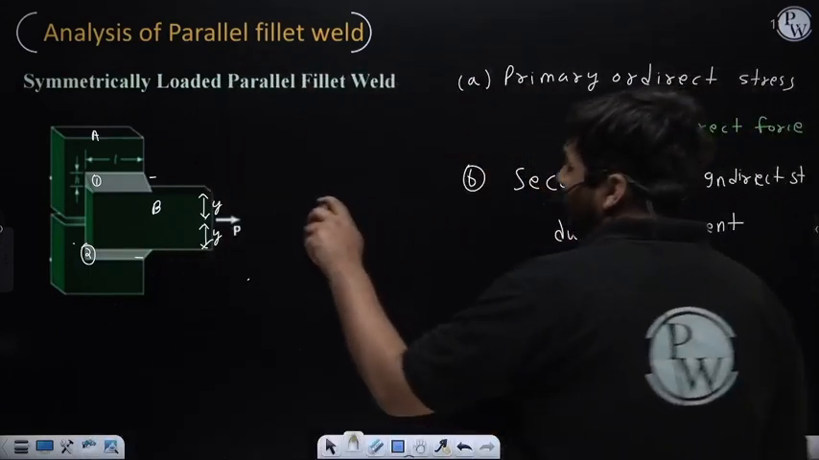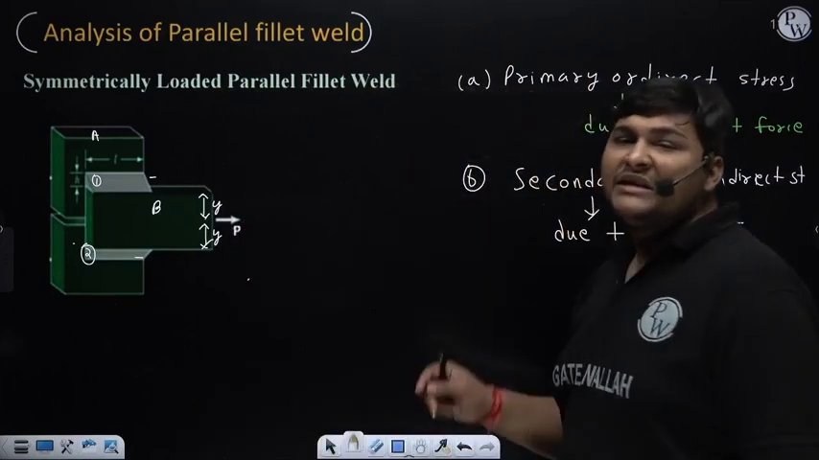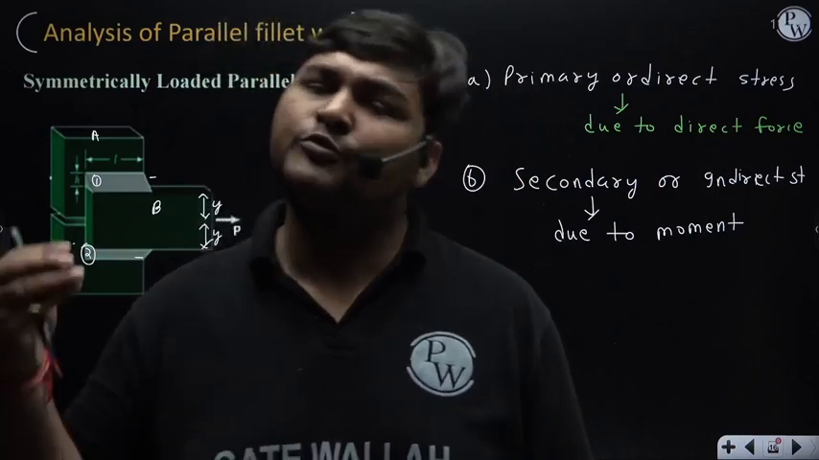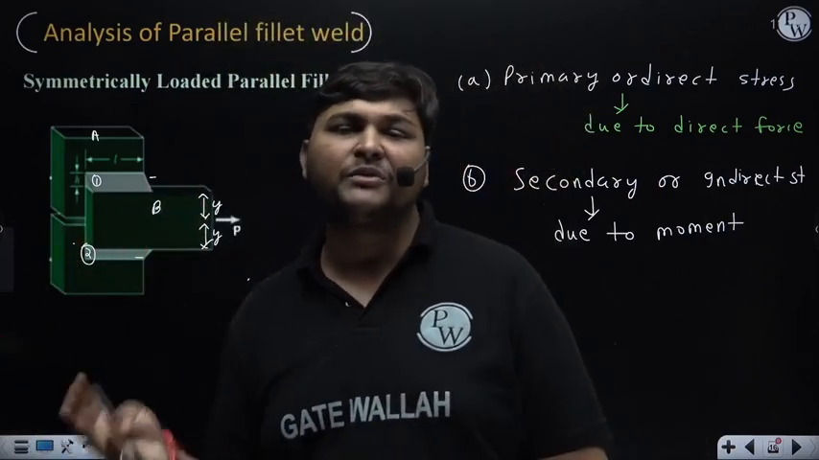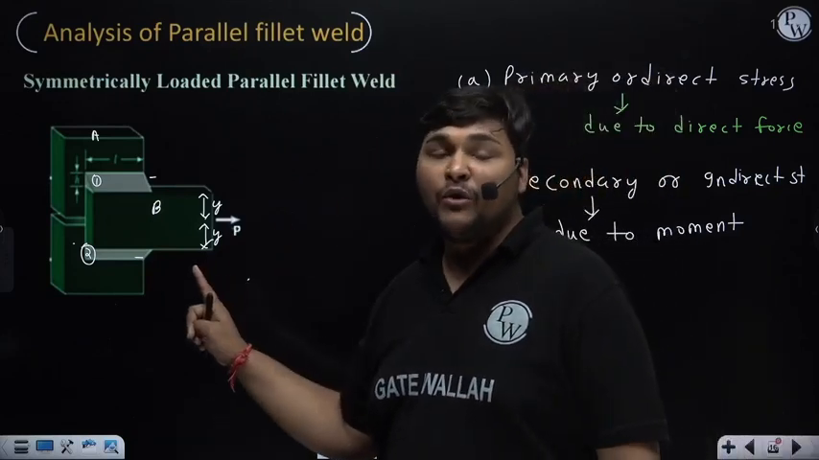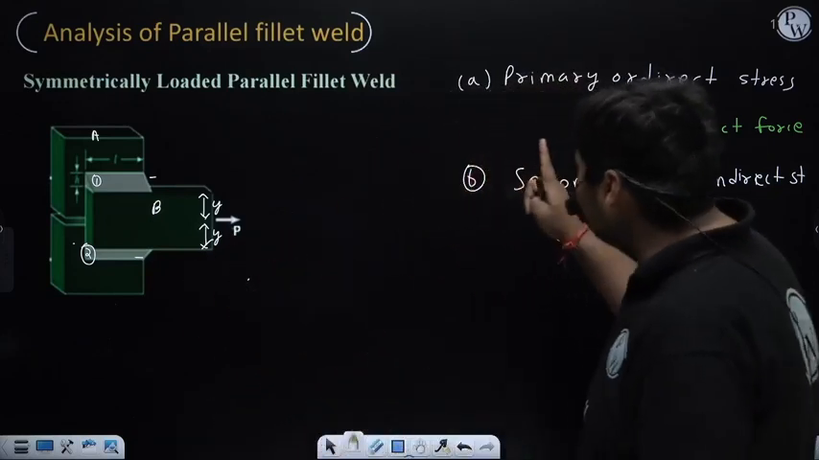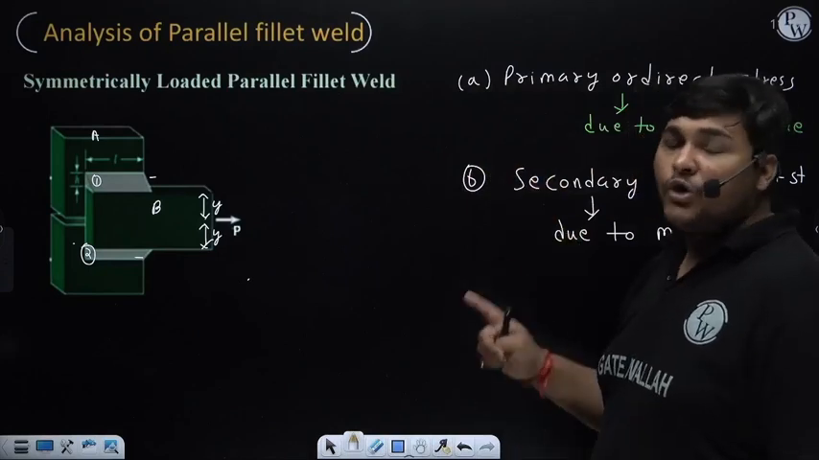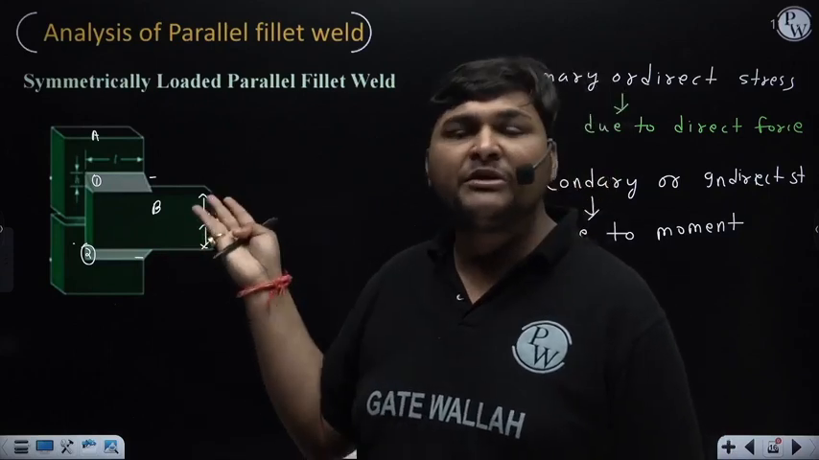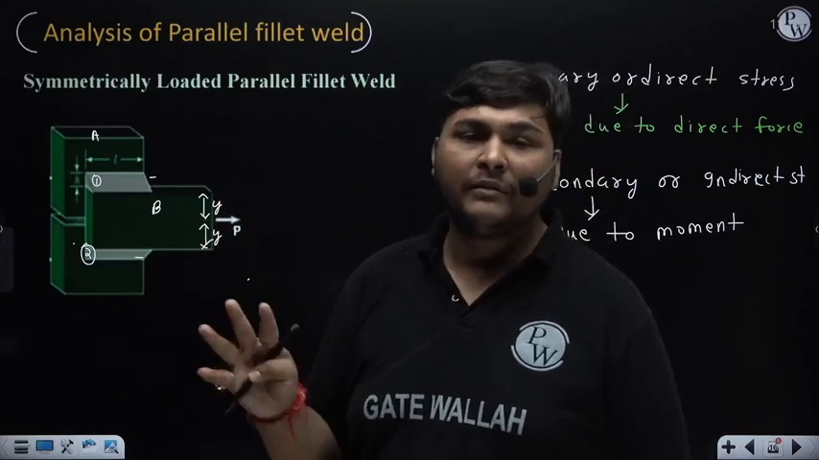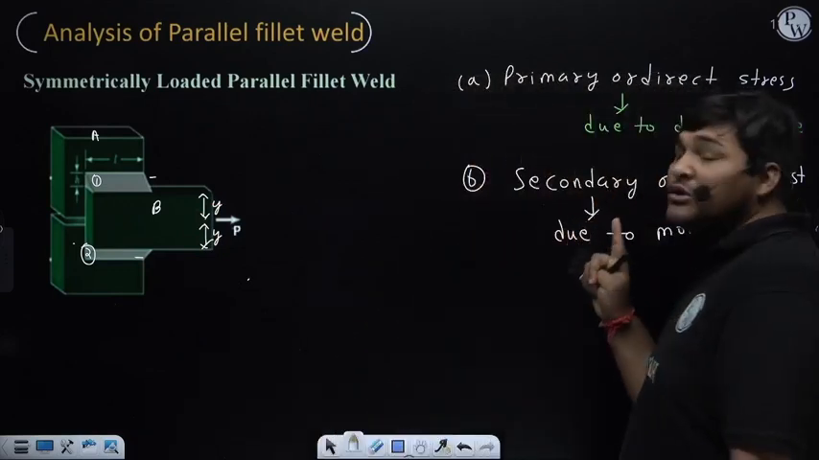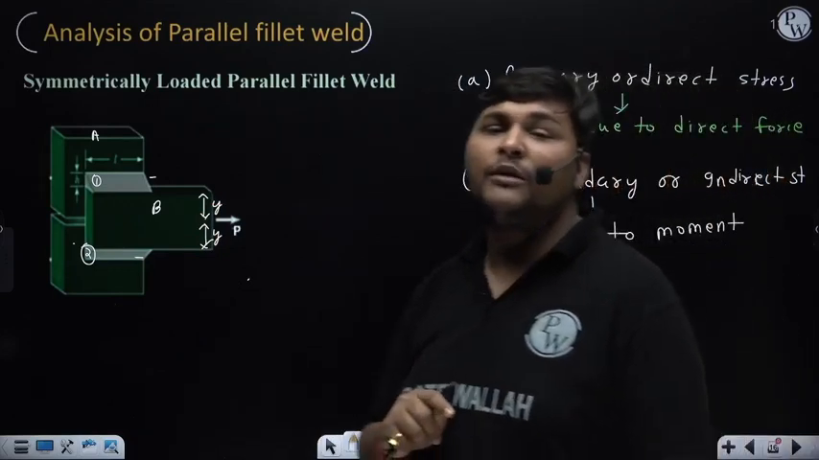Now in this component, force P is coming. It means it is 100% sure that in the weld primary or direct stress will come, because force is acting. That is 100% true. But here we can ensure one thing, that no secondary stress is coming. Because we cannot avoid primary stress, since if direct force P is acting, primary stress will come. But here we can ensure one thing, that no indirect or secondary stress should come in the weld.